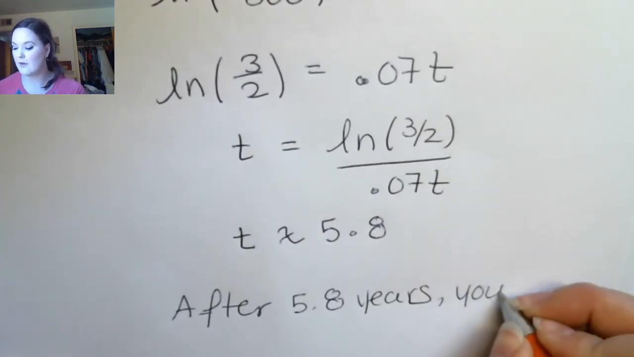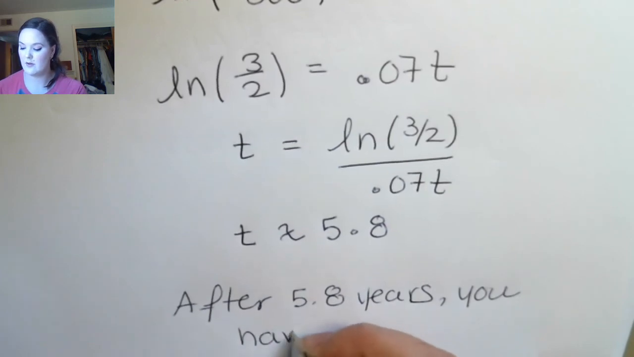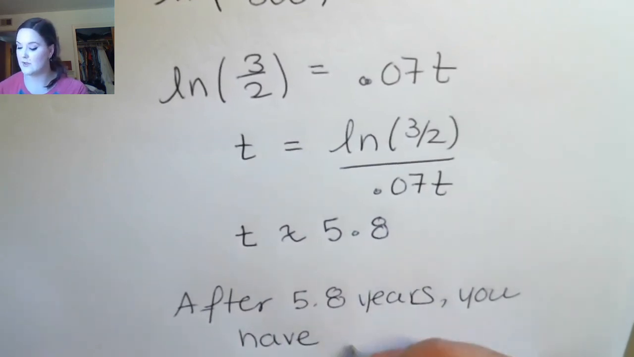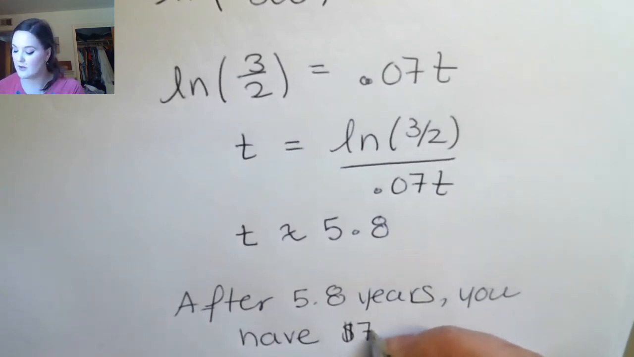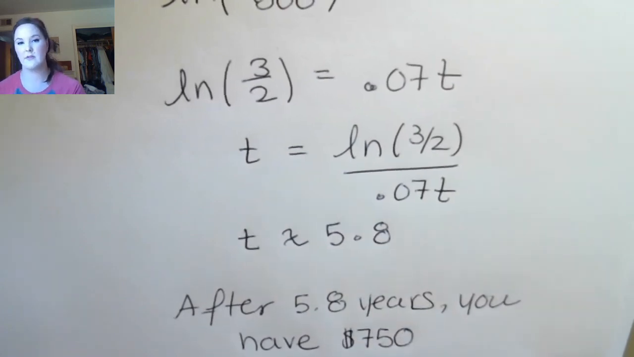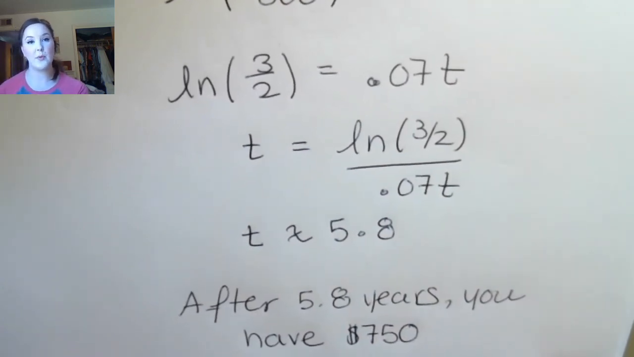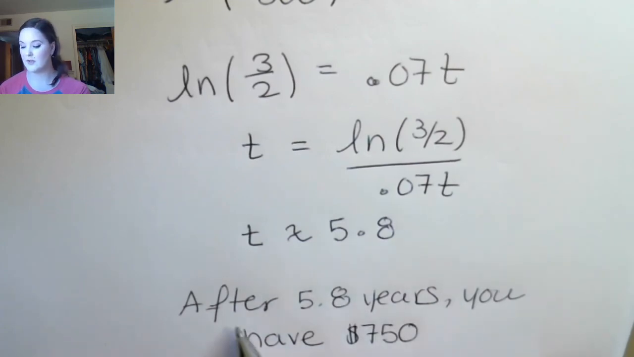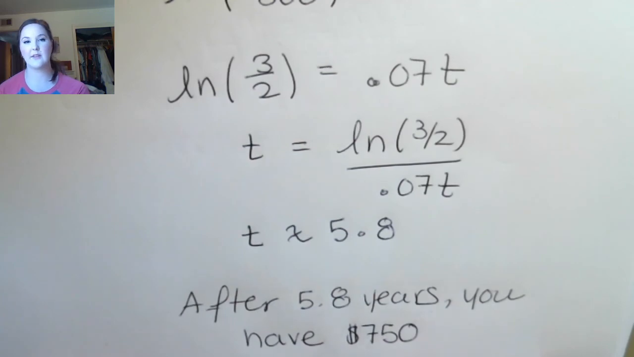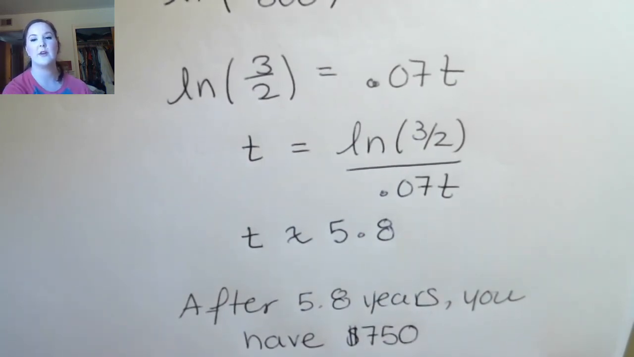So you have, the A of t was 750, so you have $750. There are 2 parts to the point, the t part and the A part. So there are 2 parts to my answer, explaining what the t is and then explaining what A is. I hope you guys thought this was a good review, and I'll see you guys soon.